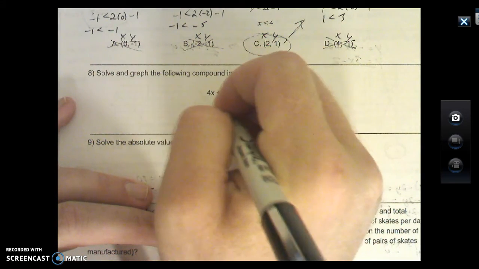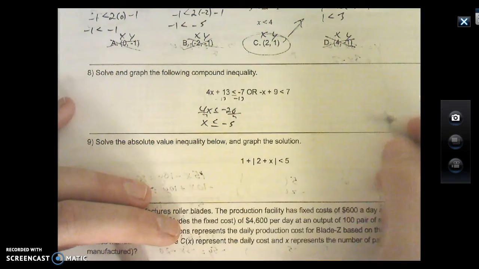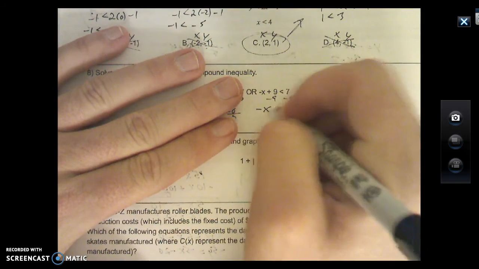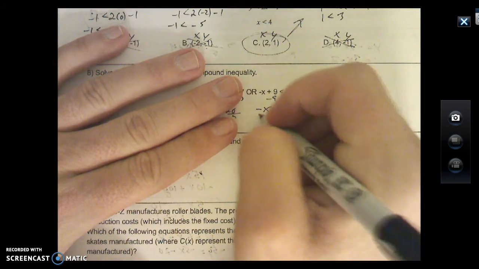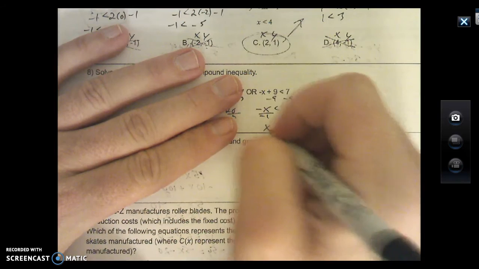4x is less than or equal to negative 20. I'm dividing by a positive 4, so it does not flip. Over here, subtract 9. Negative x is less than negative 2. Divide by negative 1. Now I'm dividing by negative 1, so my inequality sign flips.